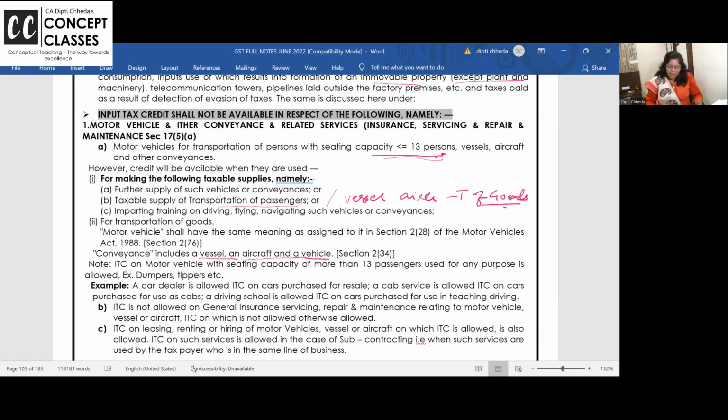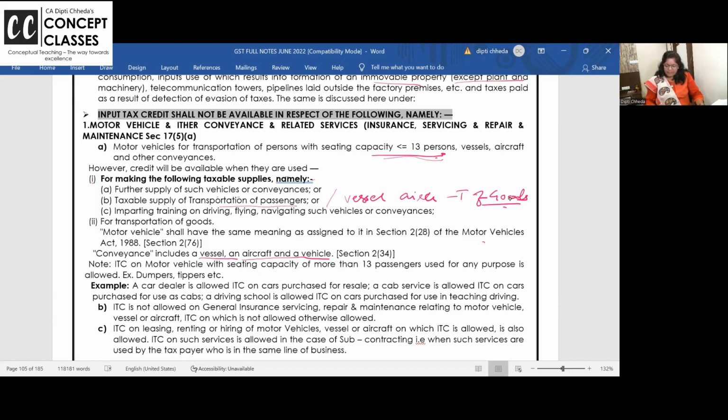और imparting training or driving, flying, navigating. Are you purchasing an aircraft to give air flying club training to the new pilots? Are you buying a motor vehicle to give driving training? Yes, even if it is 5-seater, ITC is allowed on the purchase value of the motor vehicle. Motor vehicle is having same meaning, conveyance में vessel, aircraft सब मिला है.